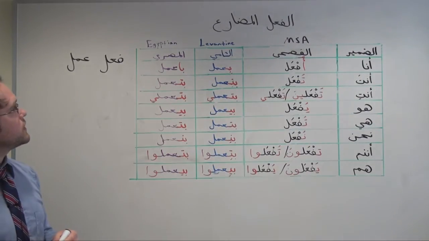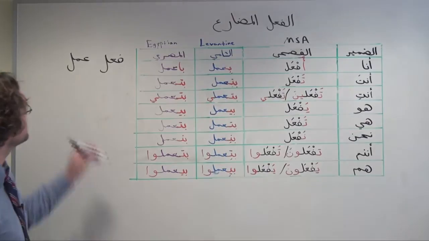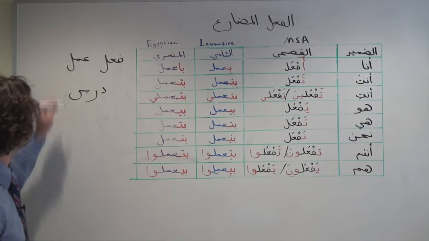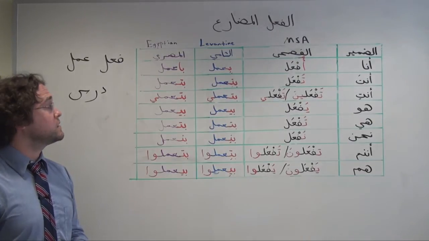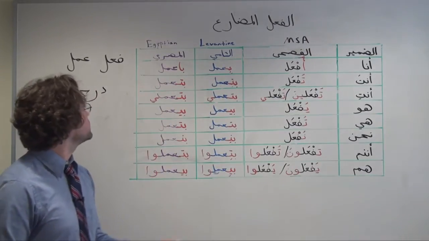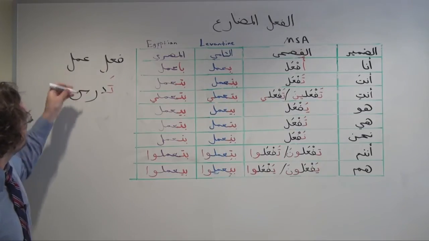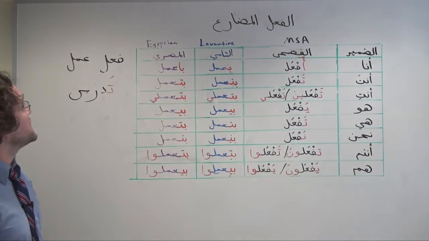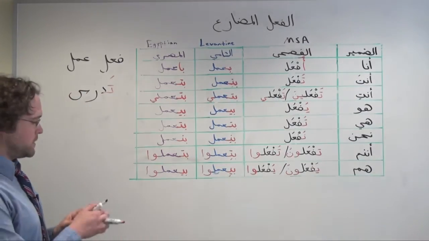So let's try conjugating a couple of verbs. For example, what if we want to use some different verbs? Let's say the stem for the verb about studying, darasa. If I want to say she studies in Fusha, I'm going to take this prefix, this ta, and I'm going to attach it here. For tadrus, she studies.